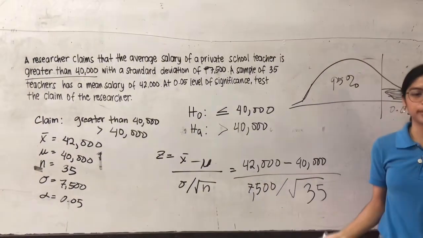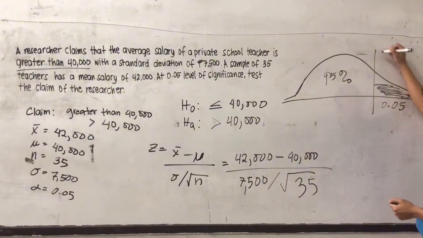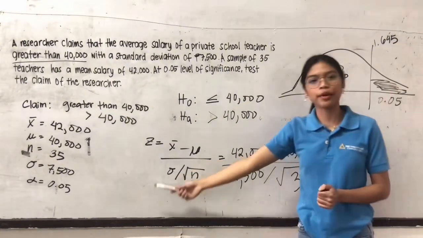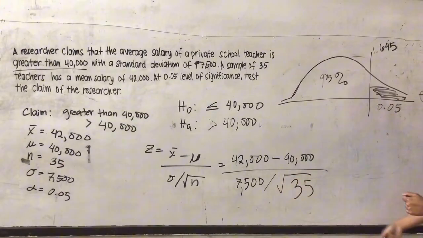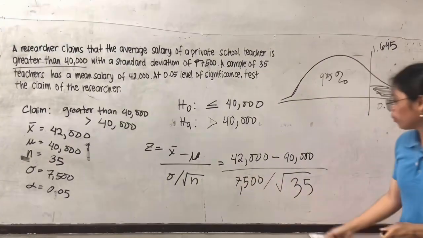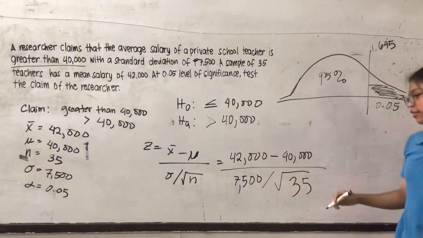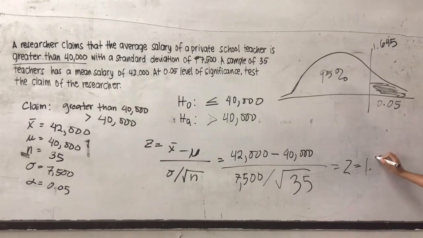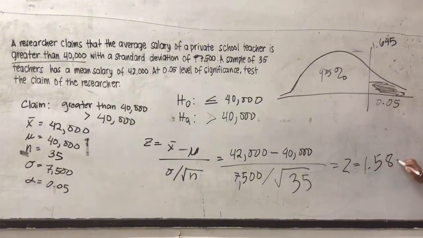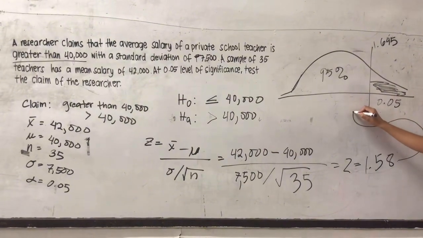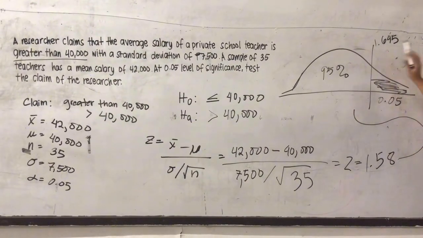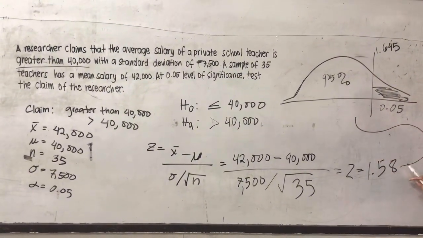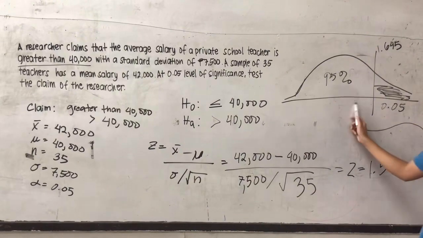So we have found our critical value, which is 1.645. And now we're going to solve our equation after substituting all the data gathered a while ago. The answer using your calculator is 1.8. And now we're going to find where to place it, because 1.645 is from here, and then 1.58 will be placed here.